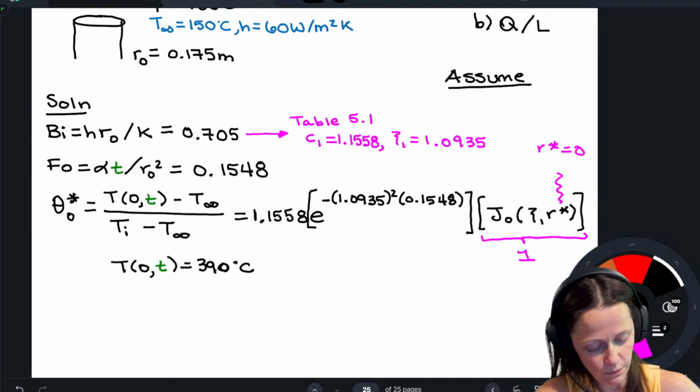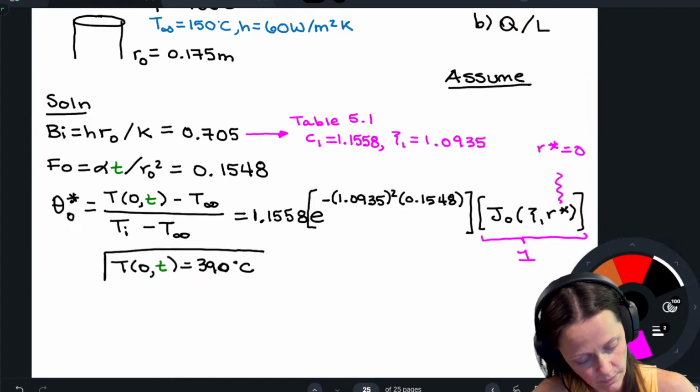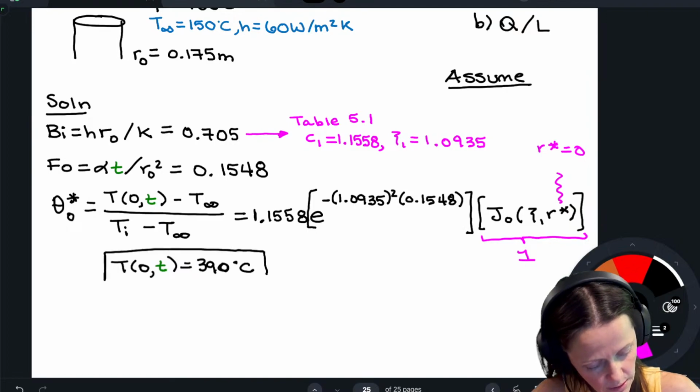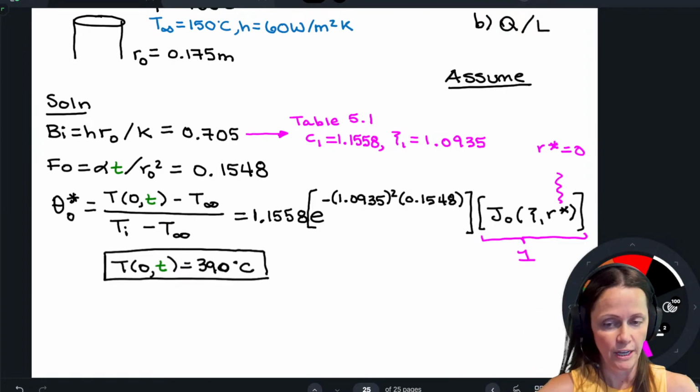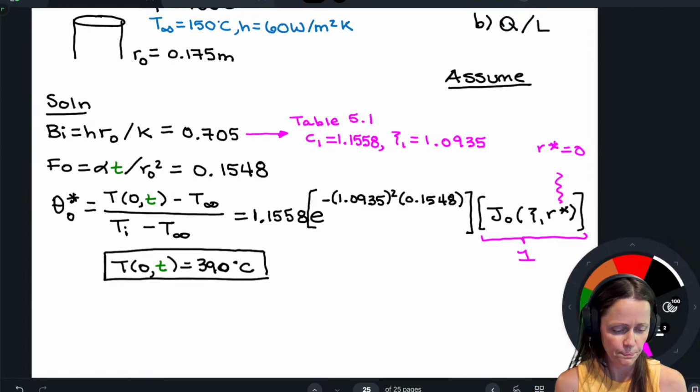Perfect. Not degrees Celsius. Yeah, degrees Celsius. I'm going to flash back to the English units.